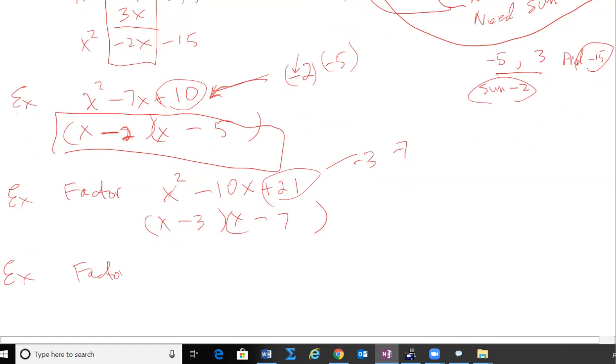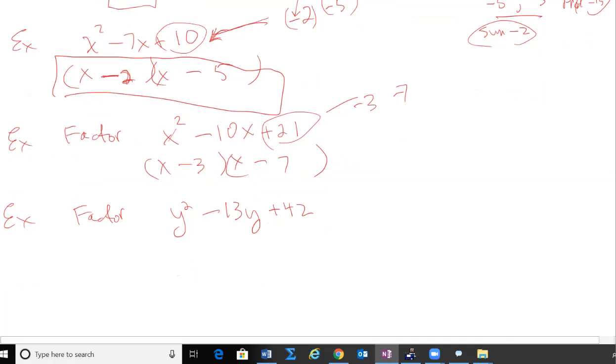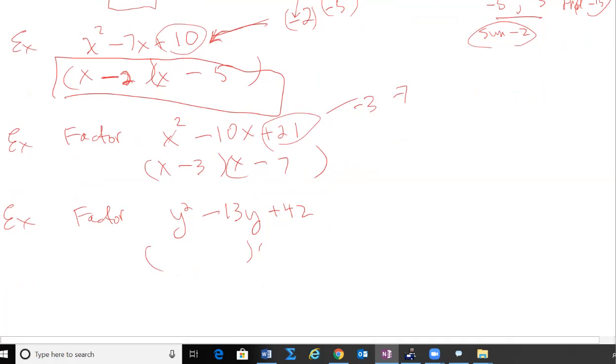Let's factor, let's do a different variable. How about y squared minus 13y, and then plus a 42. All right, let's see what we have here. Start off with a y here and a y here. Now I need a 42. First thing I think of is 6 and 7. Guess what? It's perfect. They add up to -13, and the product is 42. It's done. Let's try another one.